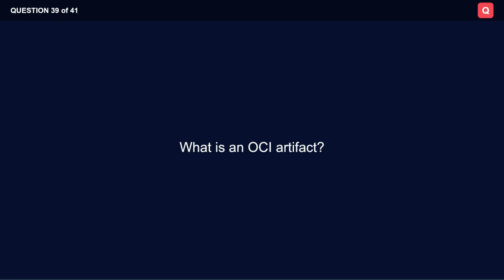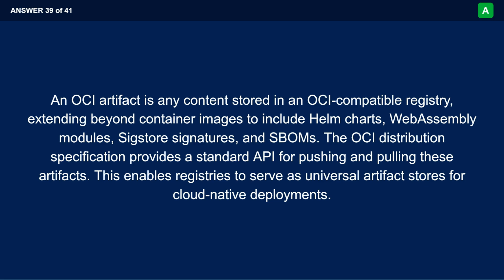What is an OCI artifact? An OCI artifact is any content stored in an OCI-compatible registry, extending beyond container images to include Helm charts, WebAssembly modules, Sigstore signatures, and SBOMs. The OCI distribution specification provides a standard API for pushing and pulling these artifacts. This enables registries to serve as universal artifact stores for cloud-native deployments.